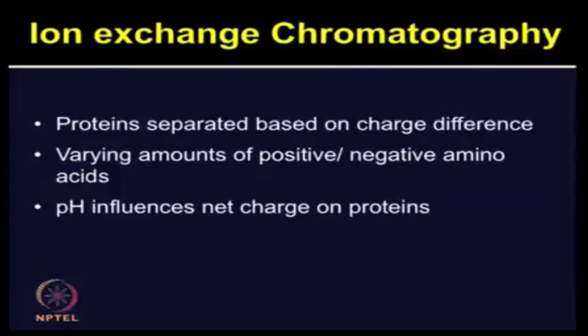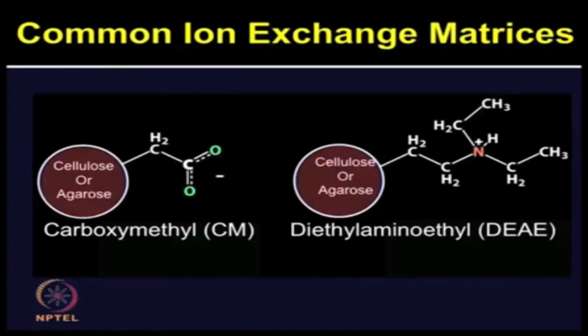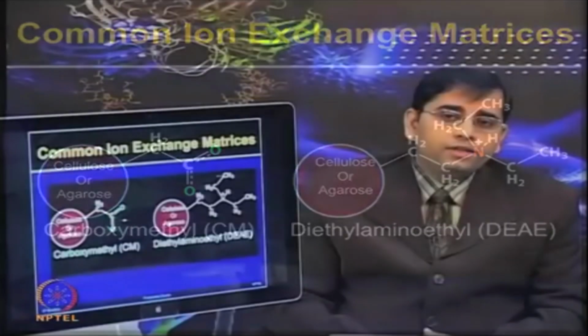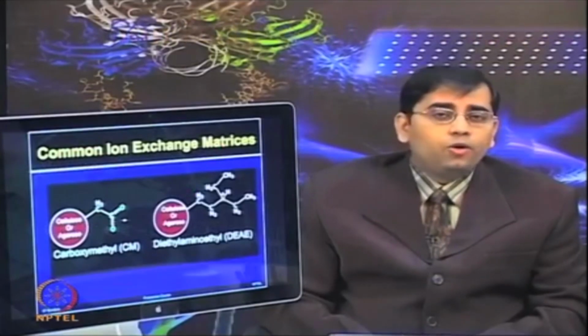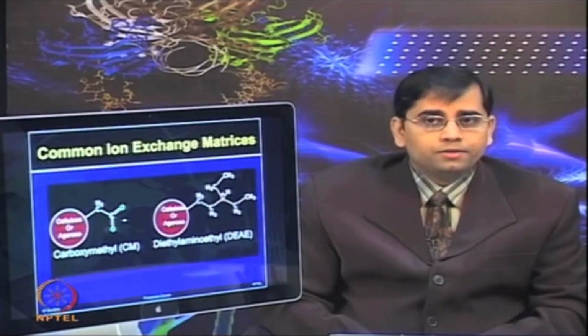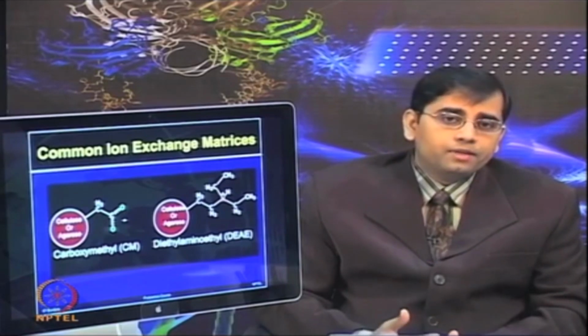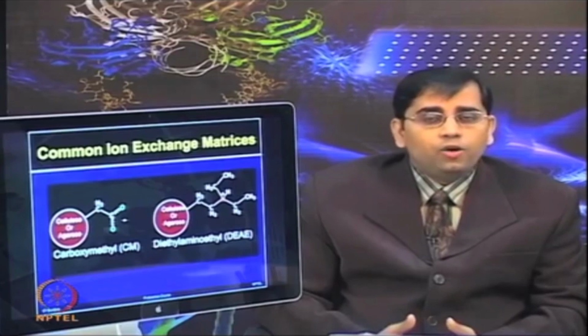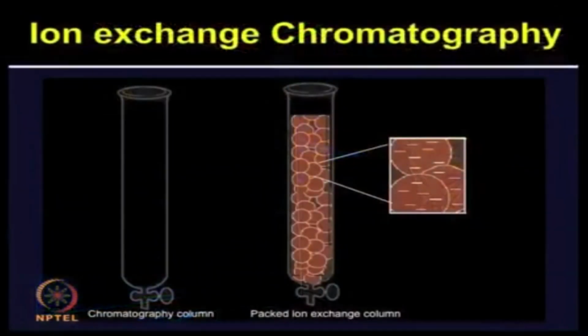So, by varying the amount of positive and negative amino acids, and even pH, one can influence the net charge on proteins. In this slide, some of the common ion exchange matrices are shown, like carboxymethyl (CM) and diethylaminoethyl (DEAE). When a desired protein is positively charged, cation exchange chromatography should be used. When a desired protein is negatively charged, the anion exchange chromatography method should be used.